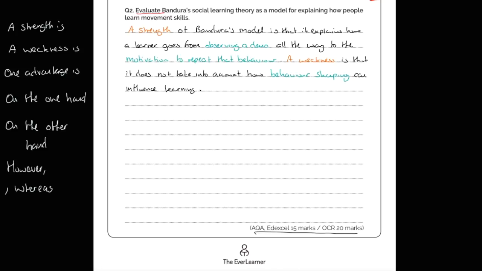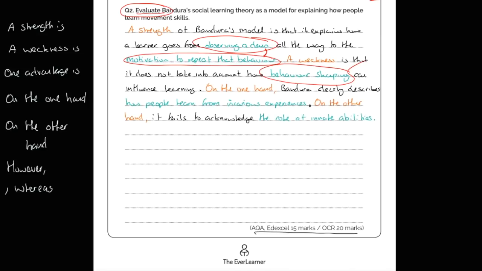So let's just think about that for a second. I'm saying that a strength of it is that you watch a demo and you go all the way to the motivation. So Bandura explained all of that, and that's accurate. But a weakness is that it doesn't describe behavior shaping. Okay, so it doesn't describe the behaviorist stimulus response bond ideas that we looked at, for example, through operant conditioning or classical conditioning, if you study that one too. So we've clearly got an evaluative statement there. Let's have a look at another one.